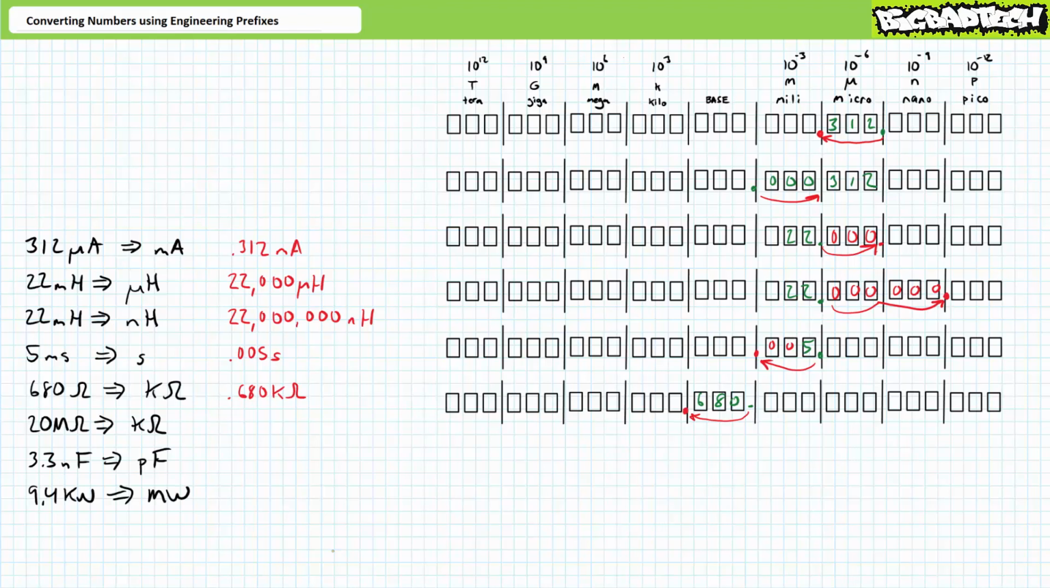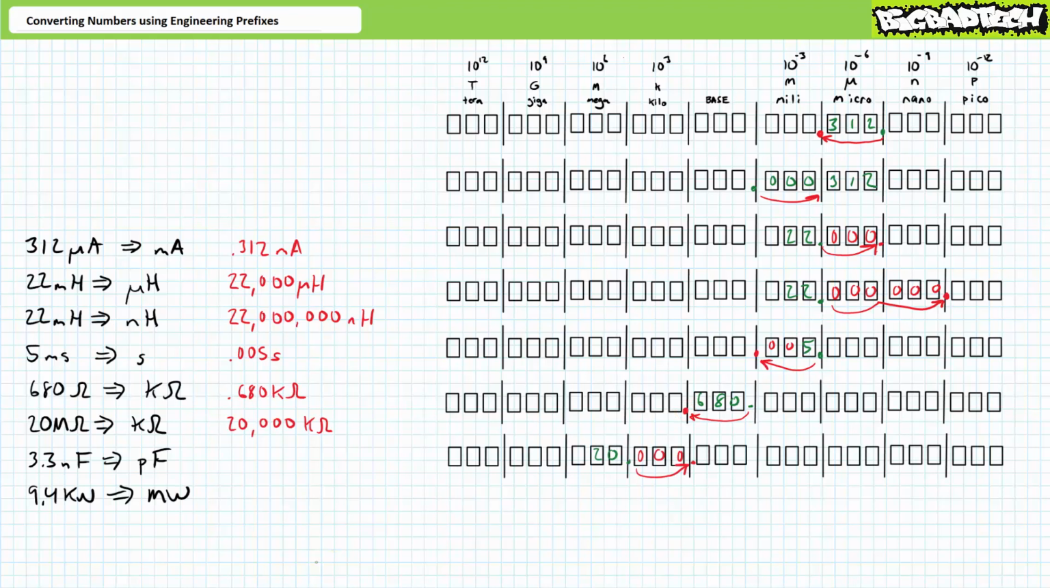Overlay the number 680 ohms horizontally inside the vertical prefix columns. Expressed using the base unit of ohms, the decimal place is here. We want to express the same number in units of kiloohms. Move the decimal point 3 steps left. 680 ohms is equivalent to 0.68 kiloohms.